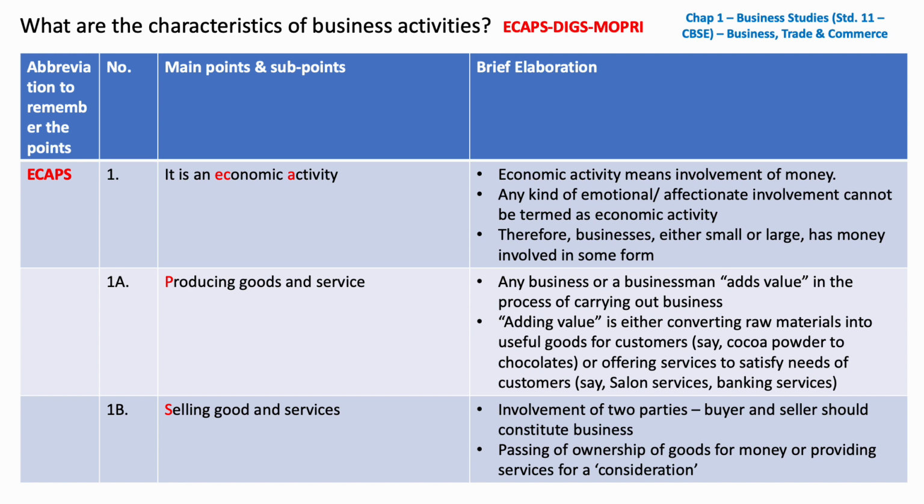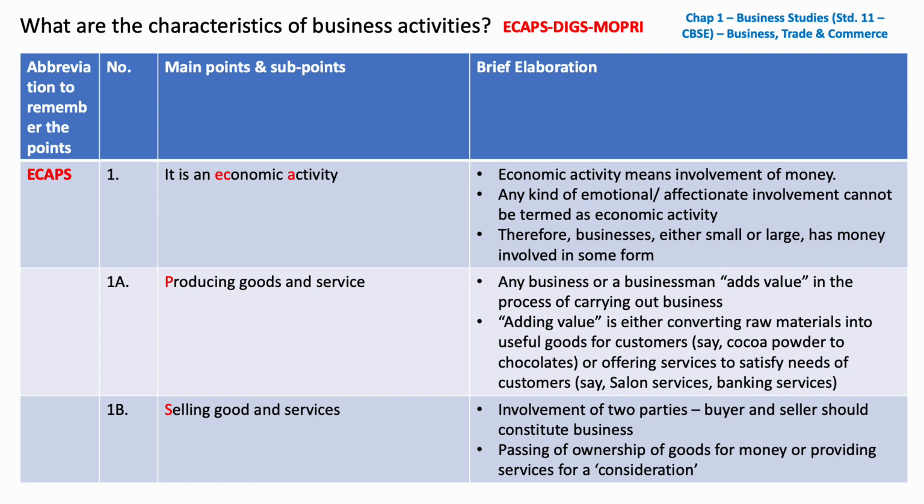if the small businessman at the corner of your house is trying to sell samosas, he has to probably make the samosas with a lot of other stuff. He has to use aloo, he has to use maida, and then make the samosas. So what is he doing in the whole process? He's trying to add value in the process. So producing goods and services means adding value in the process of producing that final product. So any business or a businessman adds value in the process of carrying out business.